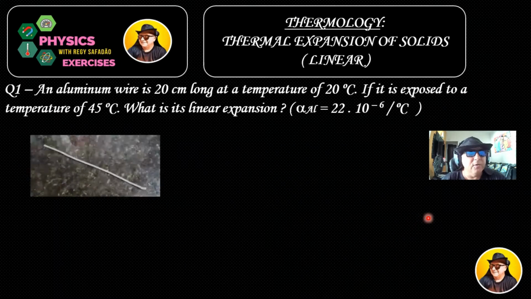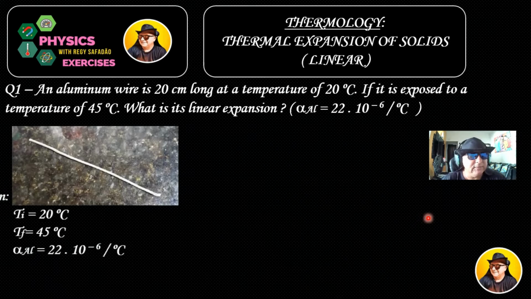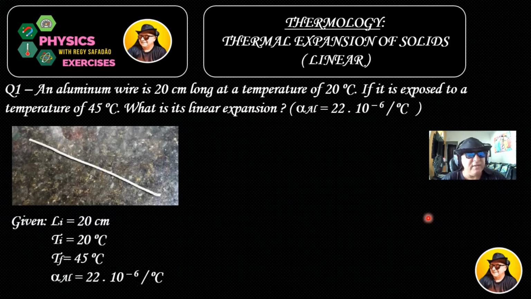All right? Well, here we have an illustrative picture. And what was given? The initial length, 20 centimeters, the initial temperature, 20 degrees Celsius, final temperature, 45 degrees Celsius, and alpha of the aluminum. Okay. Say, what is required? Delta L, okay, the linear expansion.